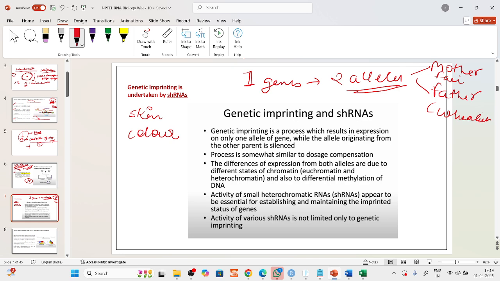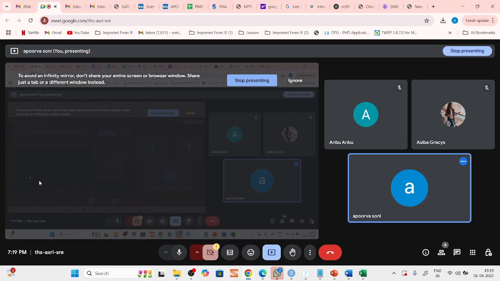The process is somewhat similar to dosage compensation. The difference of expression from both alleles is due to different states of chromatin and also due to different methylation of DNA. So basically, whenever anybody is talking to you about expression, how much expression is happening from a particular allele or a particular gene, always remember that it depends.